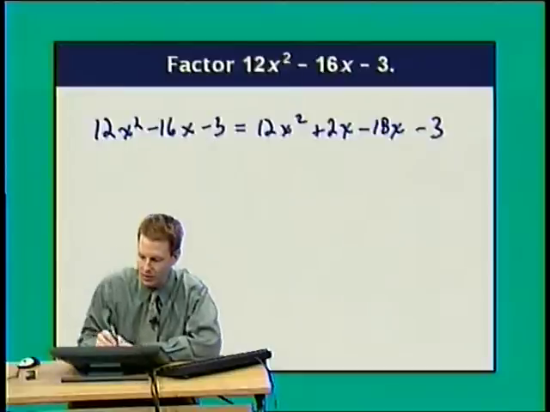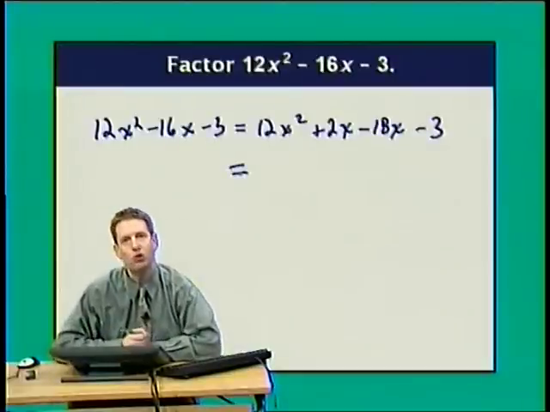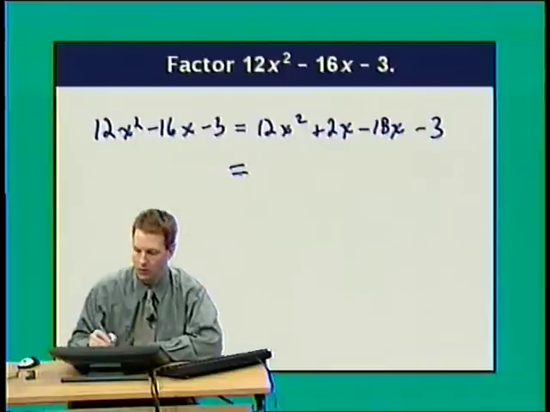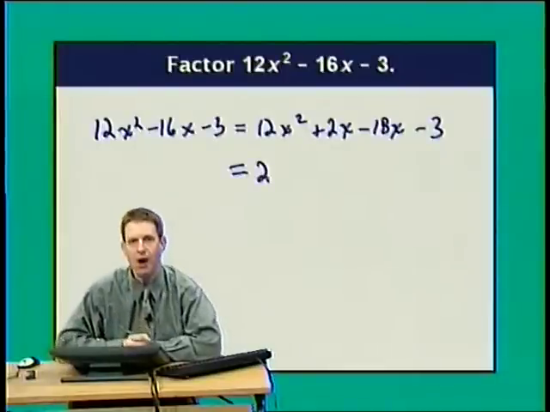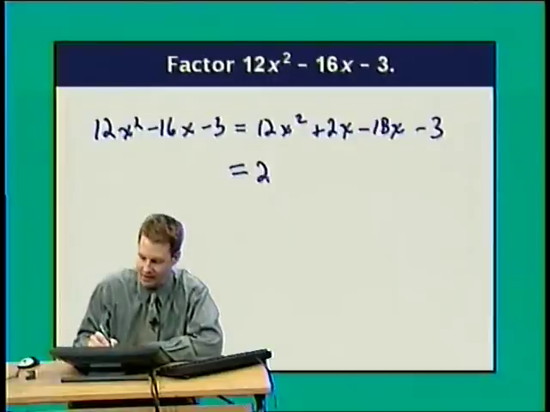Let's go ahead and do our factor by grouping. 12x squared and 2x. What kind of factors do they have in common? Well, 2 goes evenly into both 2 and 12, and then we also have a common factor of x.